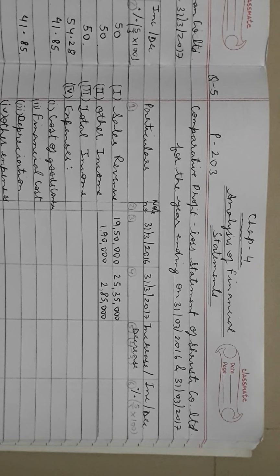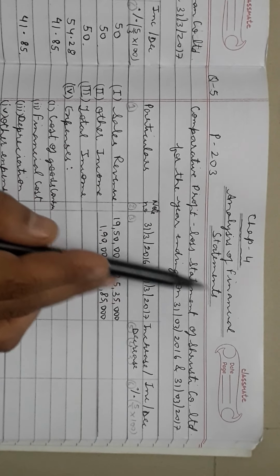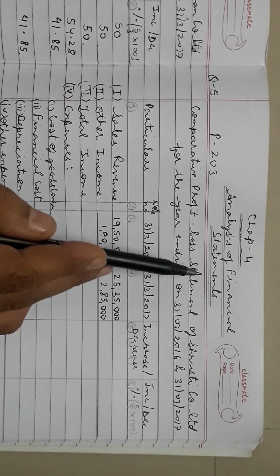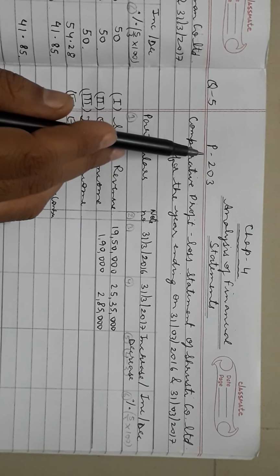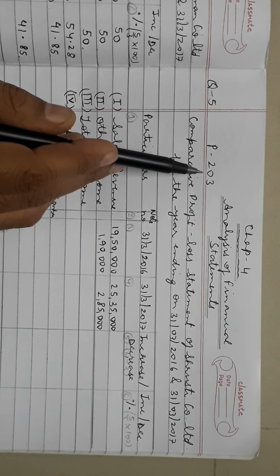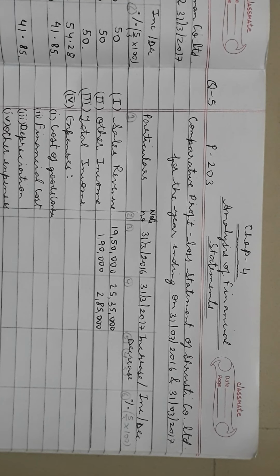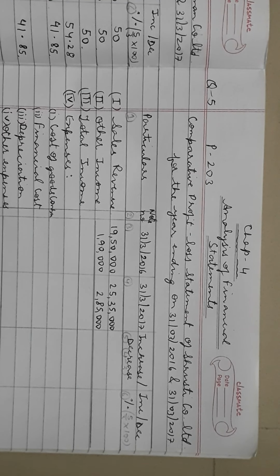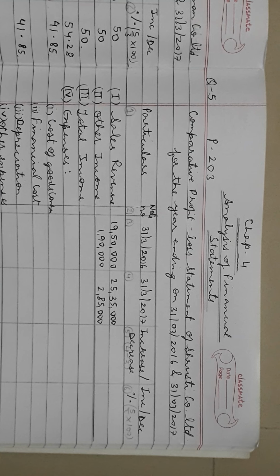Continuing with chapter 4, analysis of financial statement. Question number 5 of the exercise, page number 203. What they have asked to prepare: the profit and loss statements for the years ending 31st-3-2016 and 31st-3-2017 of Srishti Company Limited are given as follows. Prepare a comparative statement of profit and loss.